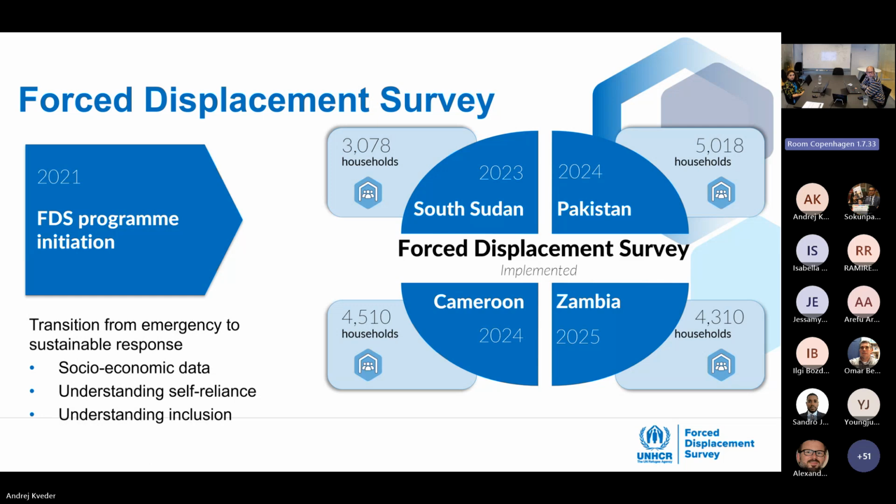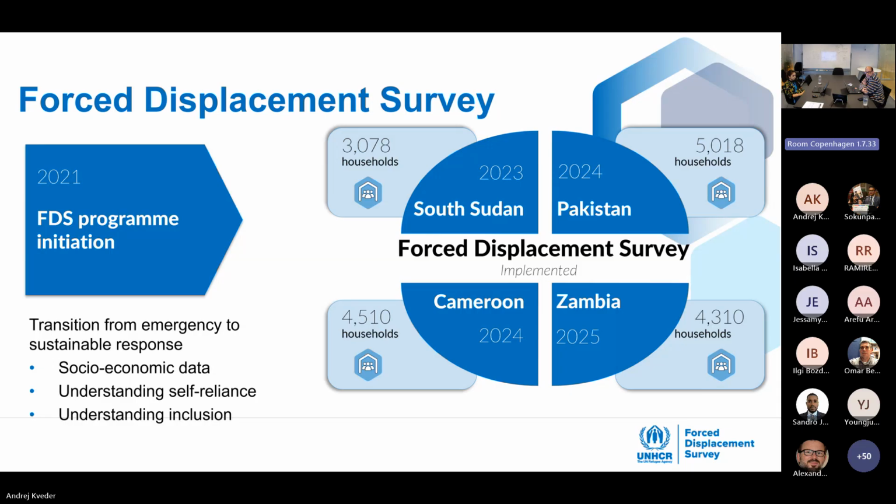The Forced Displacement Survey was initiated in 2021 and is anchored in the 2020 to 2025 data transformation strategy for UNHCR, where a lot of fundamentals for different parts of data work, including the survey work, were laid. As we have already mentioned, the key element of the Forced Displacement Survey is to serve as the transitional evidence base from emergency response to sustainable response, and to provide socioeconomic data to try to understand inclusion and self-reliance.